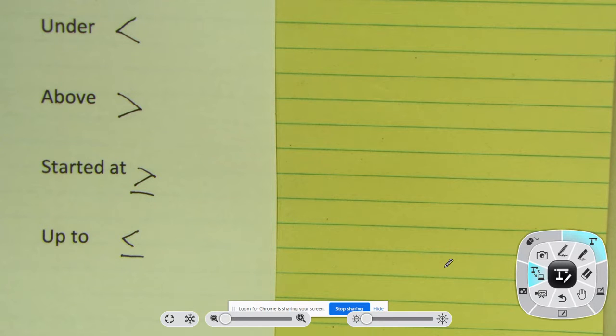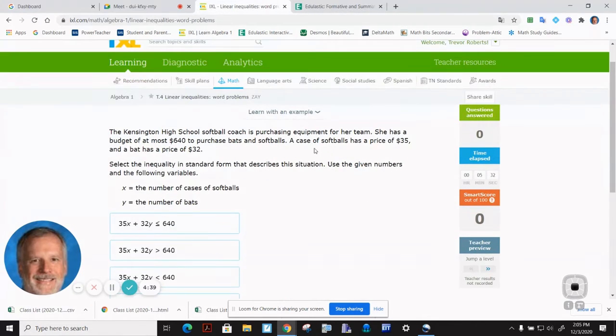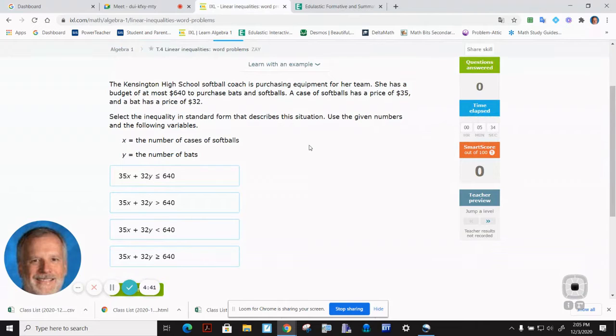Well, we're going to look at 3 problems in IXL, and we are going to talk about how we write those in terms of an inequality. How do we model that? So I put up on the screen in front of you a problem.